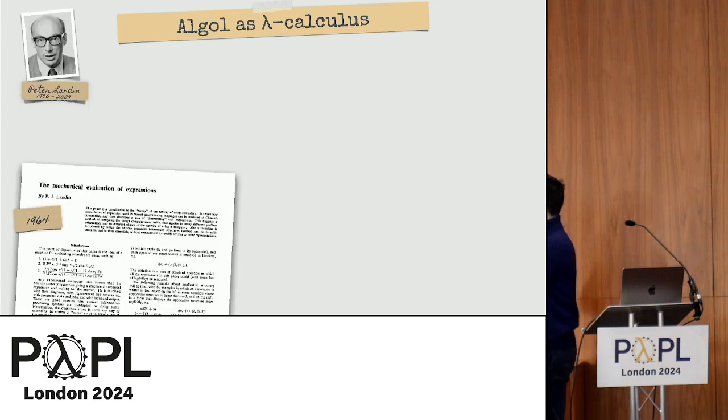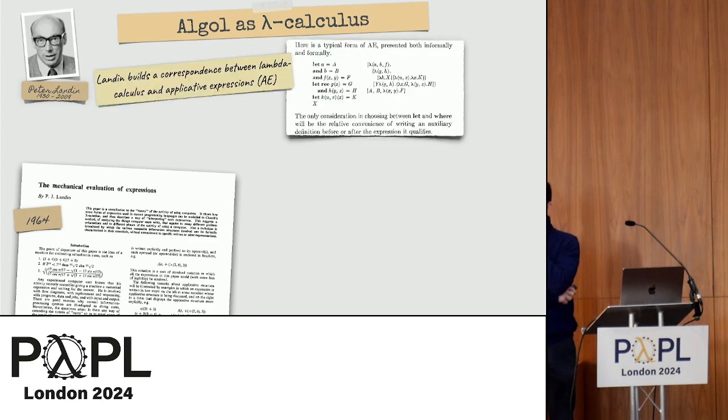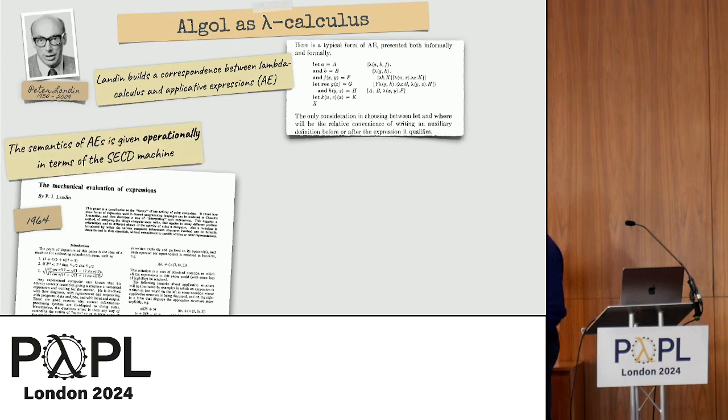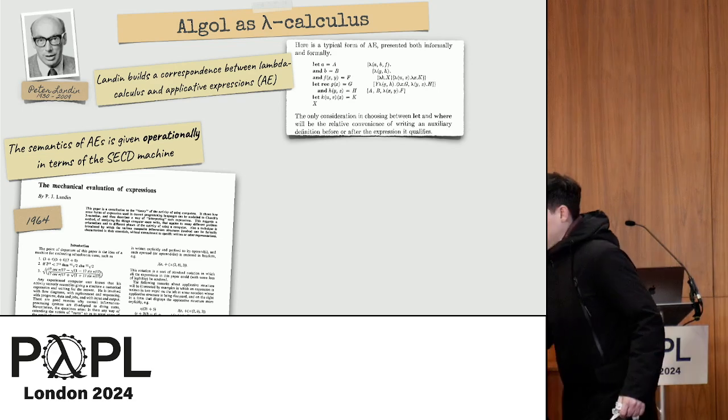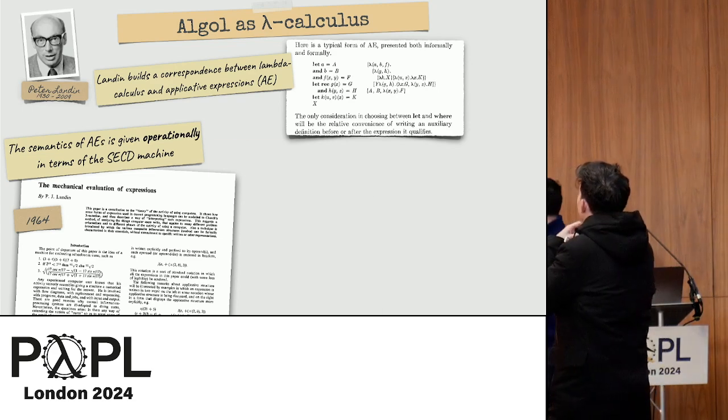This is work by Landin in 1964, where he introduces the so-called SECD machine. And what he's trying to do is build a correspondence between this language that he calls the applicative expressions language, which is very much like Haskell with lets rather than wheres, and the lambda calculus. So he has this correspondence between the two. And he gives an operational semantics of the SECD machine in this paper.